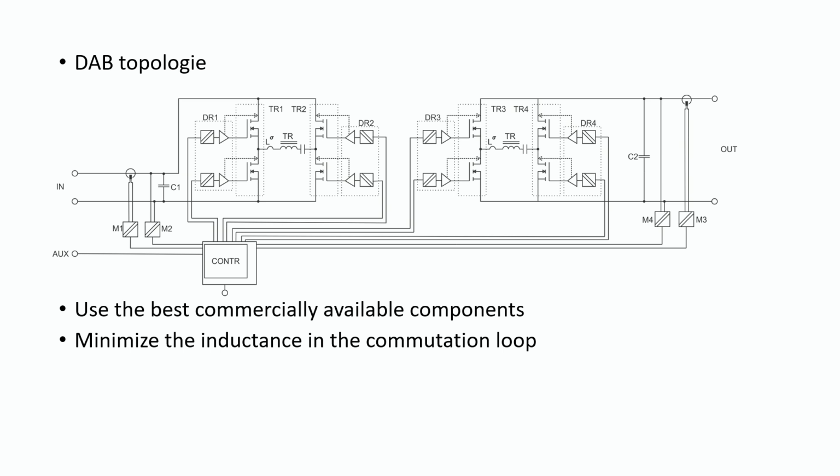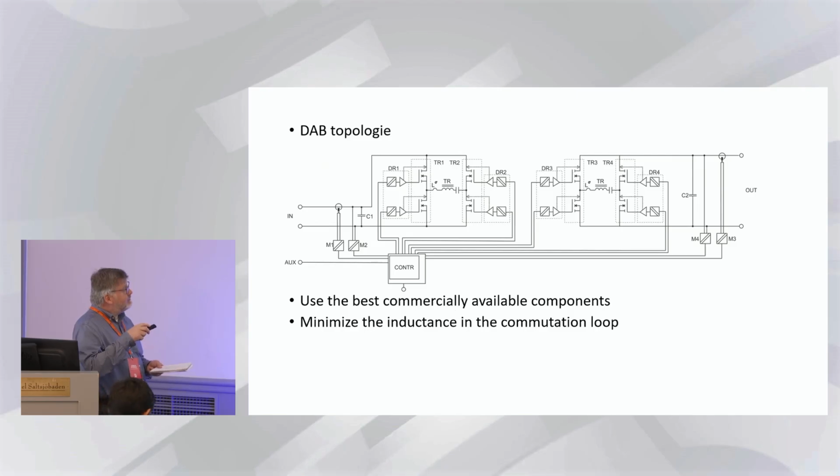And we decided to use the best commercially available components for the moment to make as good and compact a converter as possible. We would like to minimize the inductance in the commutation loop to have as efficient switching as possible, to have as high efficiency as possible. So we started to look at the market, what's available in transistors.